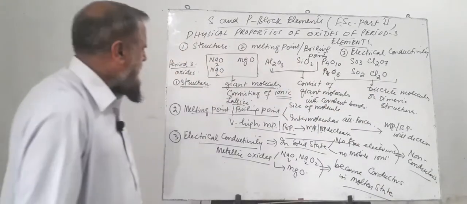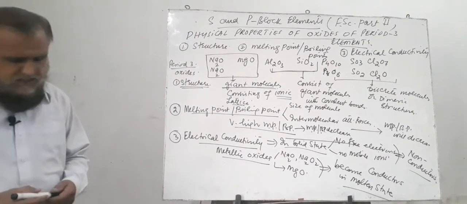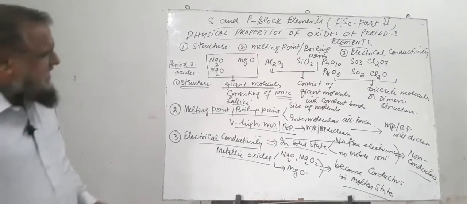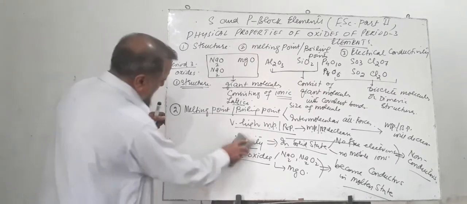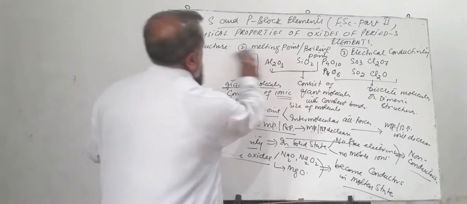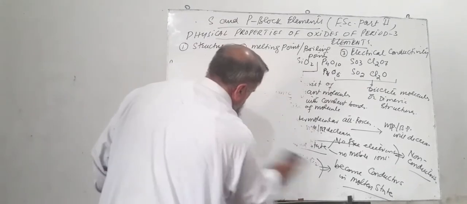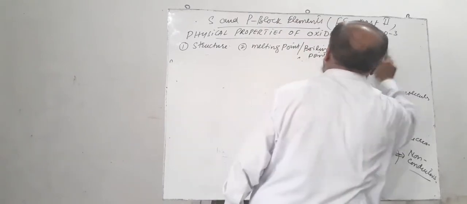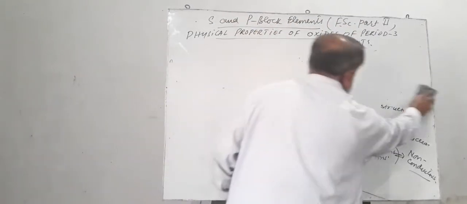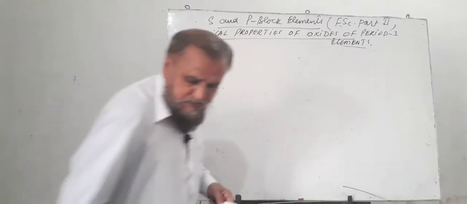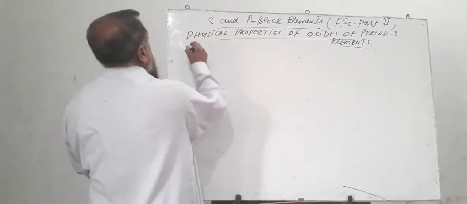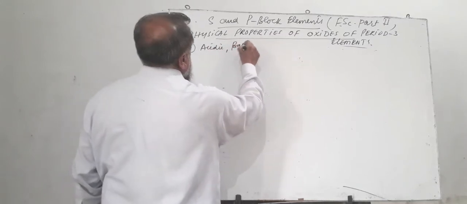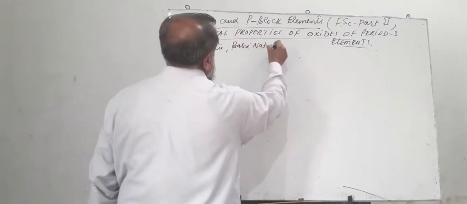They become conductors in molten state. The fourth property of these oxides is the acidic and basic nature of the oxides. We are also discussing the fourth property, which is the acidic and basic nature of oxides of period 3.